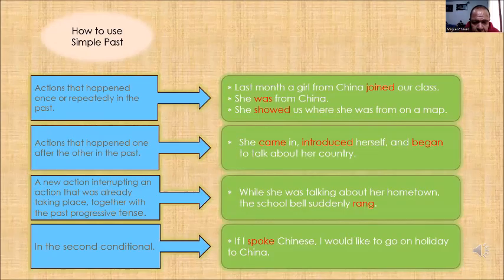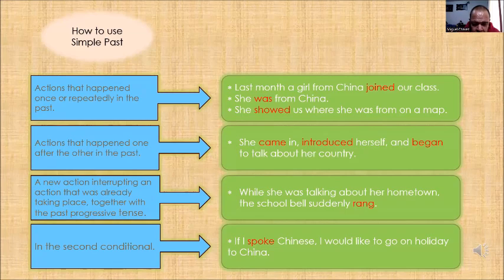Last month, a girl from China joined our class. She was from China. She showed us where she was from on a map. Actions that happened one after the other in the past: she came in, introduced herself, and began to talk about her country.